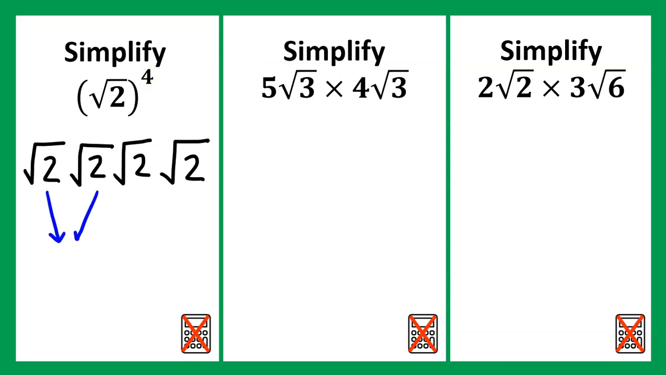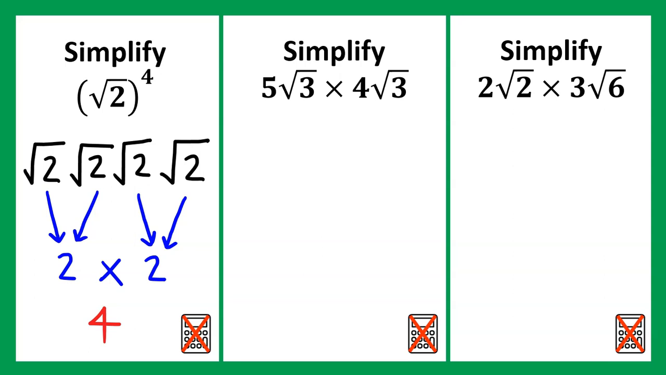We said that multiplying a square root by itself just became the number underneath the square root. We could do the same with this pair that we have on the right hand side, and when they're written next to each other, that means that we're multiplying. So the final answer would just be 2 times 2, which is 4.